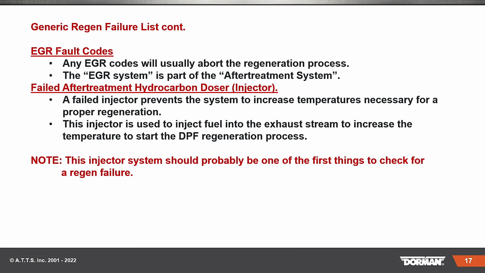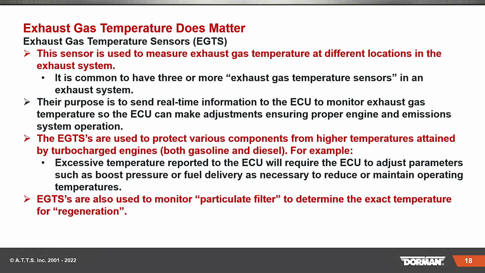Another continuation: EGR fault codes. EGR codes will usually report during the regen process. The EGR system is part of the after-treatment system. Not to mention a failed after-treatment hydrocarbon doser. A failed injector prevents the system from increasing temperature. This injector is used to inject fuel into the exhaust stream, increasing temperature to start the TPF regen process. And this is just a suggestion, but this should probably be one of the first things to check for a regen failure.